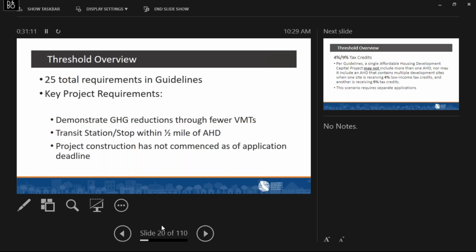And then your affordable housing development, wherever that is located, there has to be a transit station or stop within a half mile of that, like I mentioned. And you can build that in as part of the project if you don't currently have one for the ICP and RIPA categories. And a very important one that we have to remind folks of sometimes is that project construction has not commenced as of the application deadline.